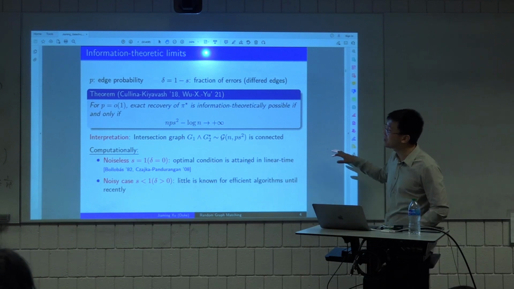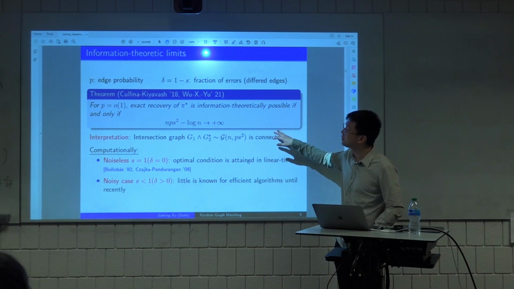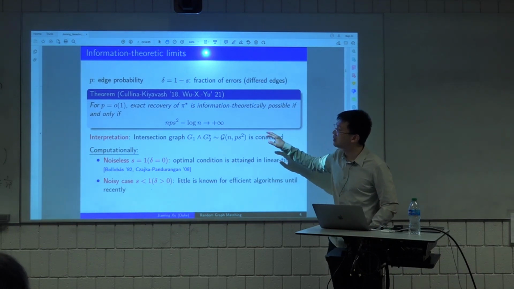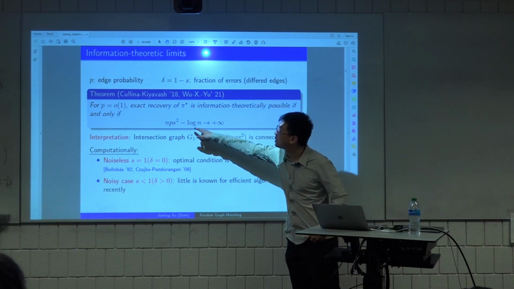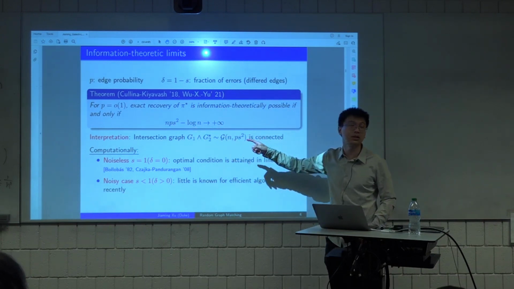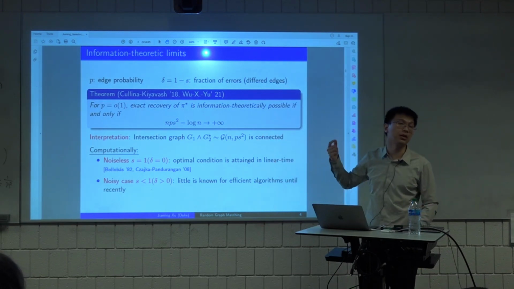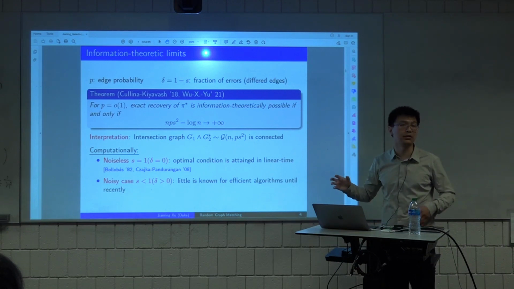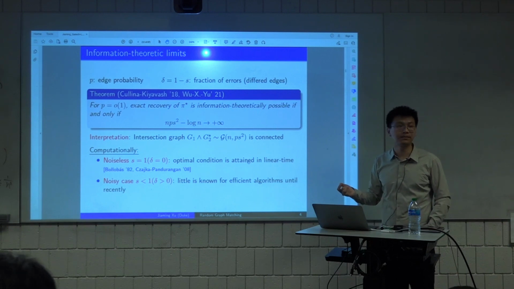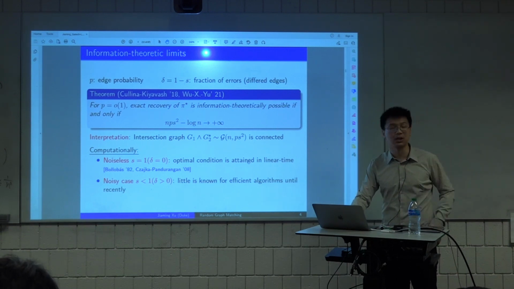If you remember the thresholds, they differ a little bit for partial recovery, but I think the difference is roughly a log n factor. For partial recovery, for example, it should be np s squared bigger than some constant. Here, for exact recovery, you need this actual log n. So if you don't care about the log n factor, then the two thresholds do not differ too much. Anyway, I focus on exact recovery in this lecture, and I'm going to talk about partial recovery in the next lecture.